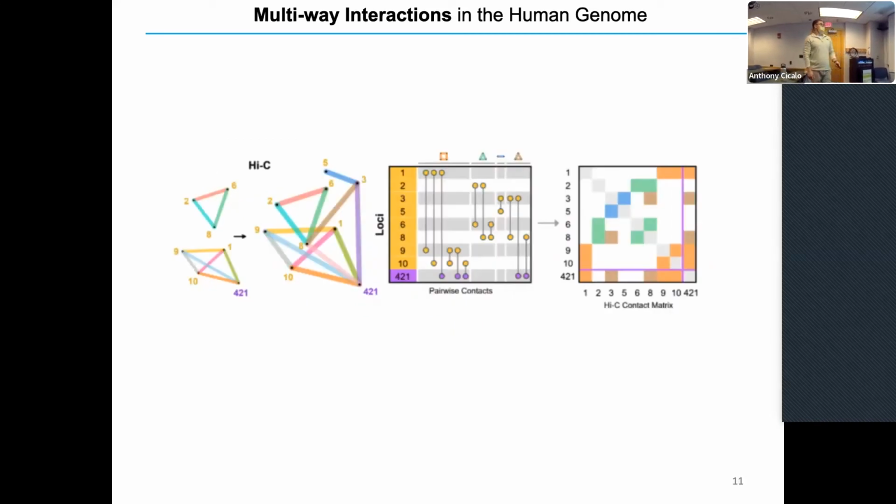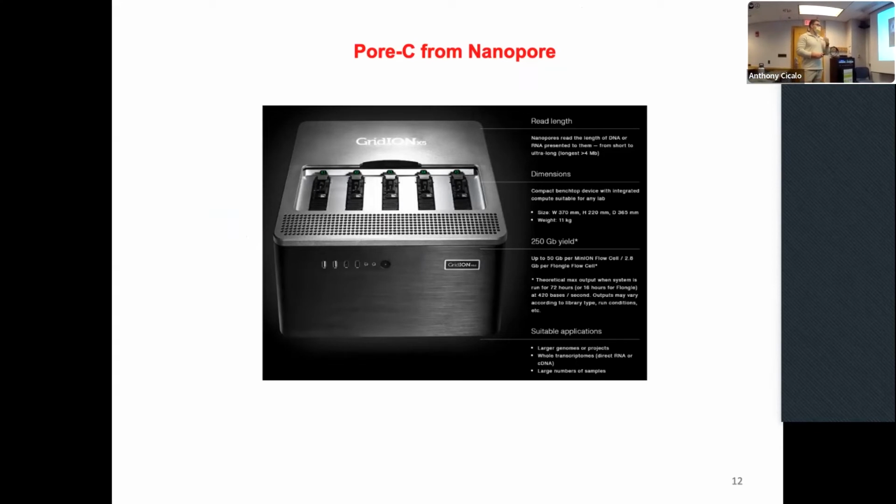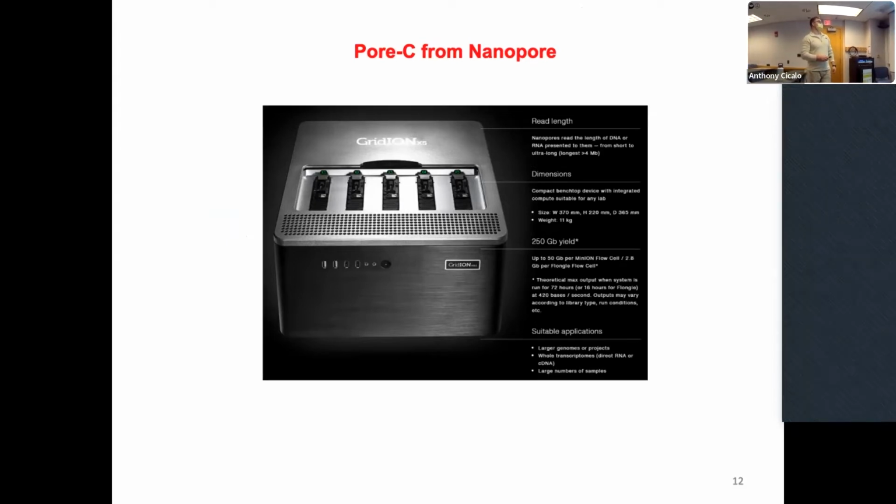And as I said before, we can decompose these multi-way interactions into their pairwise interactions and then plot them as a graph or an incidence matrix. And then it's interchangeable with its Hi-C contact matrix once you decompose these multi-way interactions into their pairwise contacts. And this is what we have in our lab. We can start from cell culture and sequence it all by ourselves in the lab using this machine. And this is what allows us to generate the long reads and have the multi-way interactions.